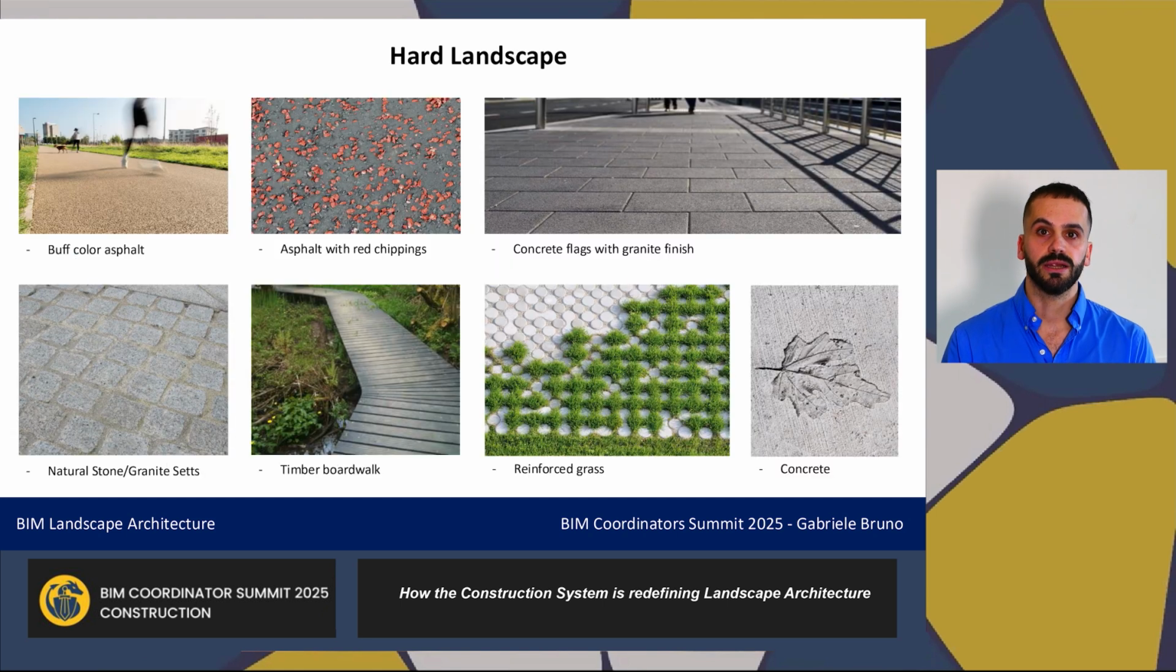Now, as for hard landscape, I'm pretty sure you know what it means. However, I wanted to show you in these slides some elements of our landscape that are quite popular in Ireland at the moment. Starting from left to right, we have asphalt in buff color and with red shapings. The buff color is used mostly for shared spaces, so pedestrians with cars, and the one with red shaping is used for intersections, basically.